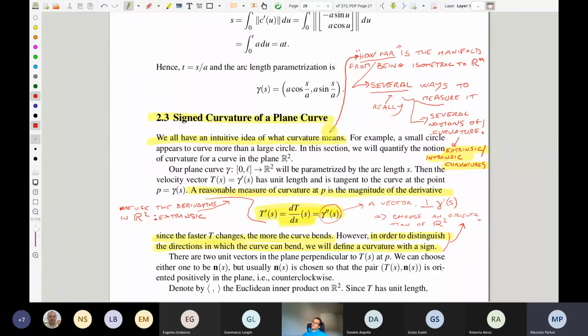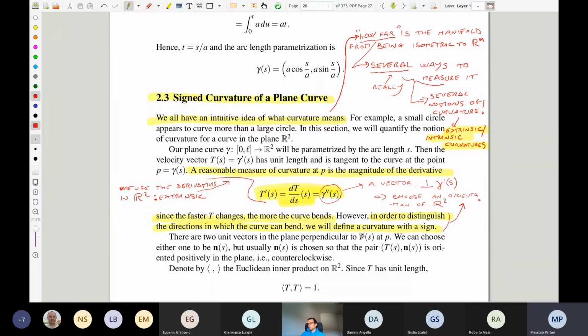The point is that we have several ways to measure the curvature. Several really means several ways. And according to the way you measure the curvature, this leads to several different notions of curvature. I was talking about intrinsic notions and extrinsic notions. We have several extrinsic curvatures, as we will see. And so we have extrinsic and intrinsic curvatures. So let's start with one of these points of view.